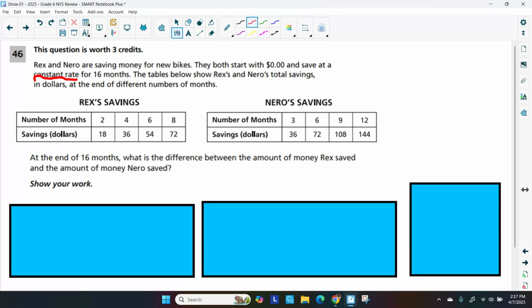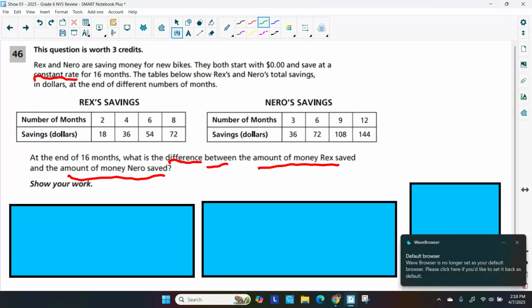At the end of 16 months, what is the difference? And that's one of those words we saw earlier between the amount of money Rex saved and the amount of money Nero saved. So there's going to be a subtraction that we're going to have to deal with. But I go back to that constant rate. So that means something's occurring over and over in these savings. So when you save money, you can look at Rex's savings.